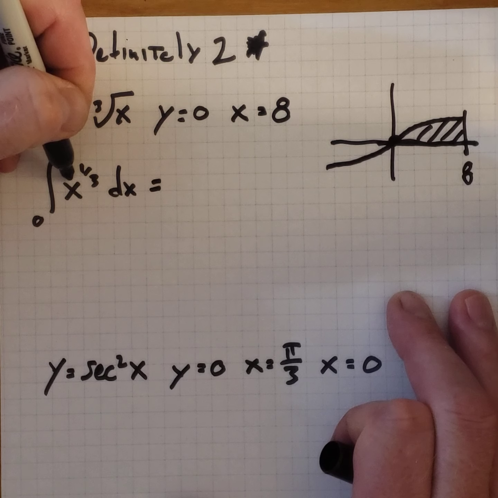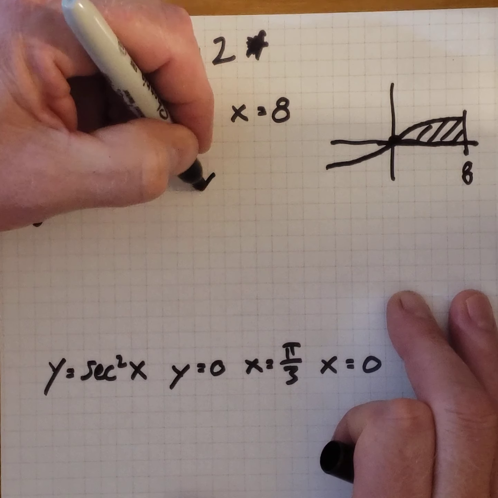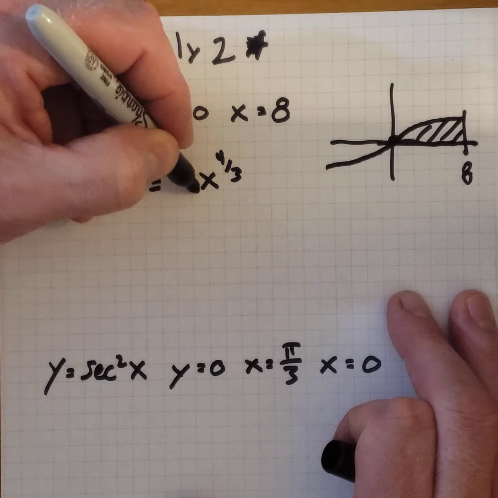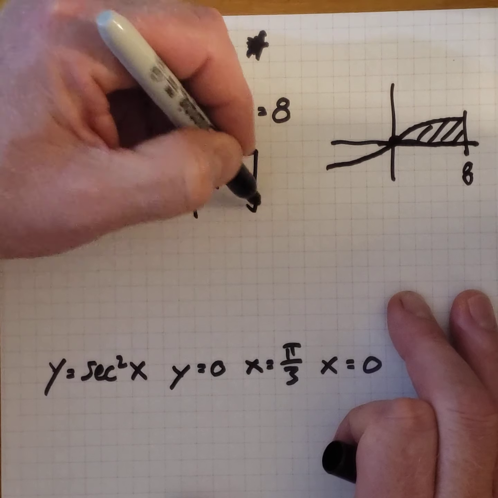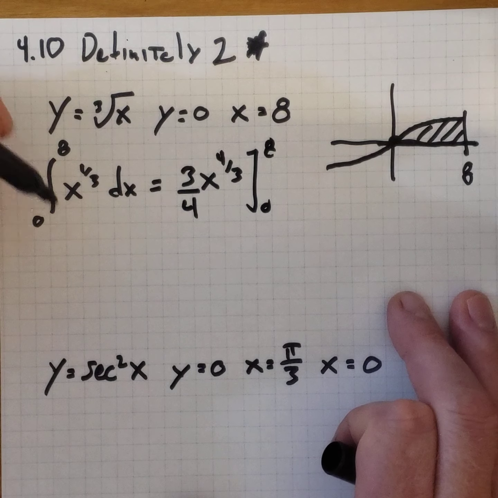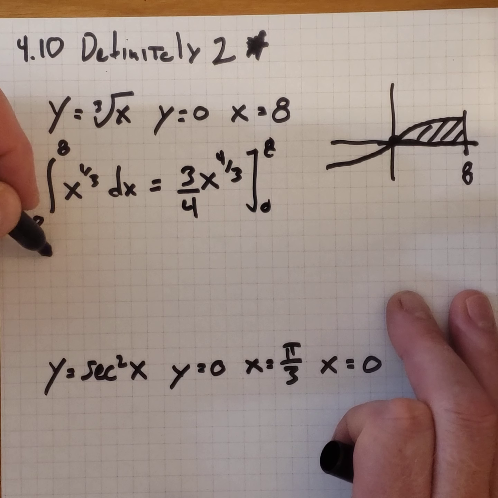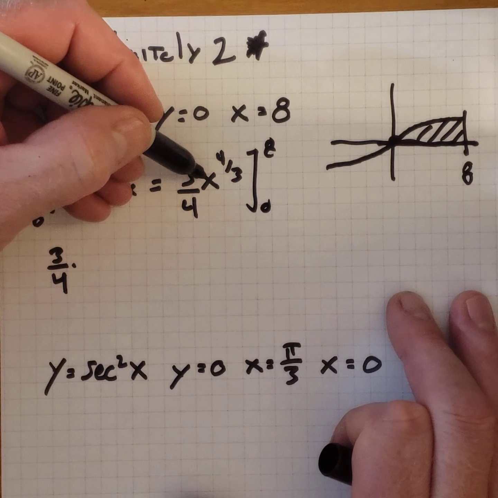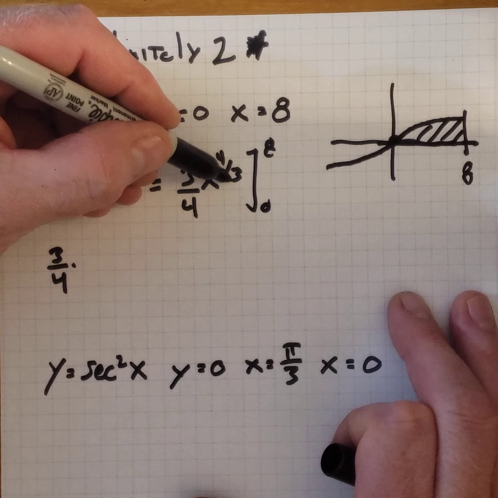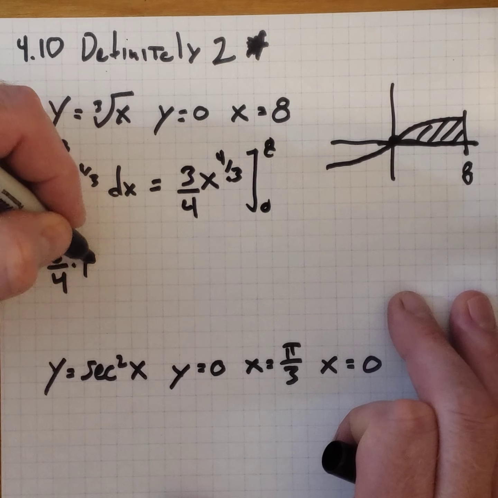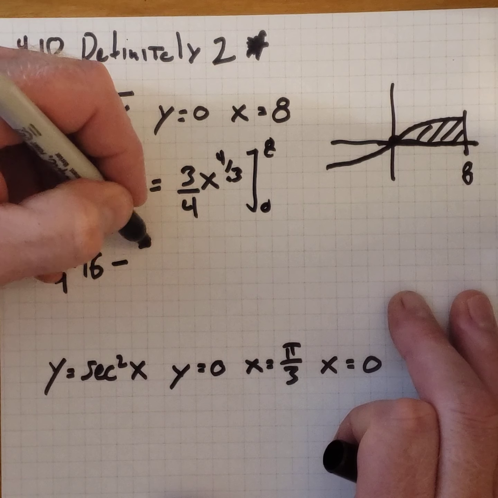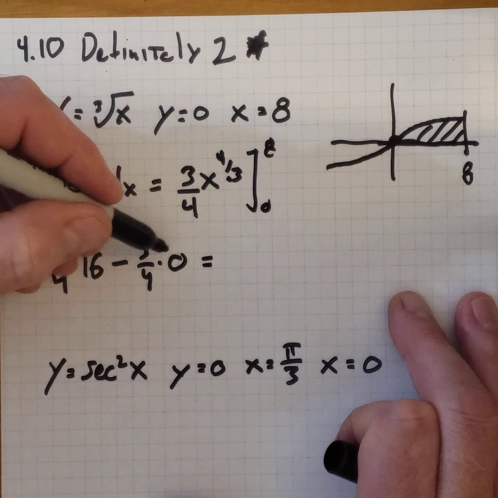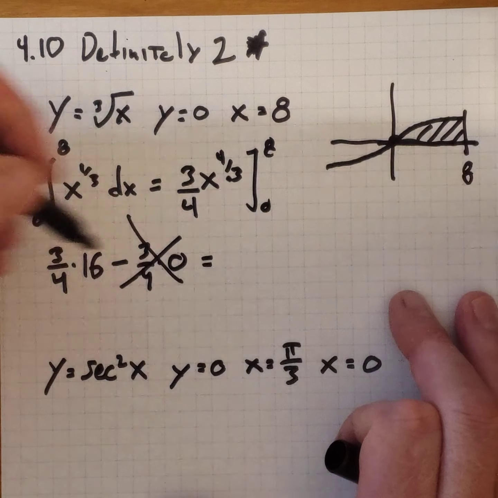Applying the antiderivative here, we will get x to the 4/3, and then divide that by 4/3, so 3/4, from 0 to 8. And we plug in an 8, we get 3/4 times 8 to the 4/3 power. 8 to the 1/3 power, the cube root, is going to be 2. 2 to the 4th power is 16. And then we would subtract 3/4 times 0 to the 4/3 power, which is nothing. So that goes away, and this gives us 12.